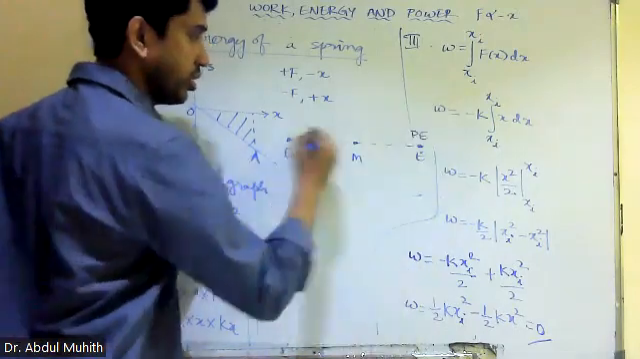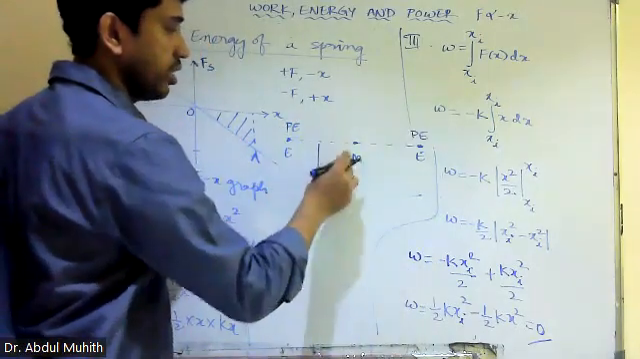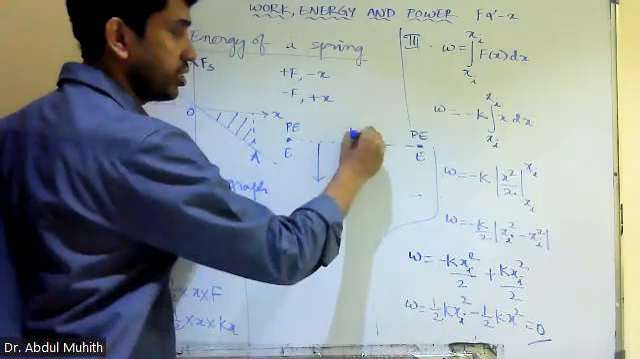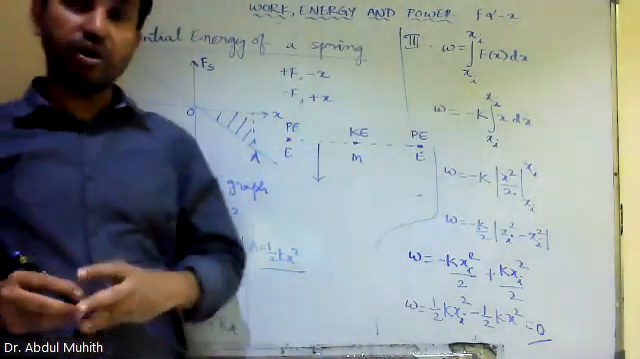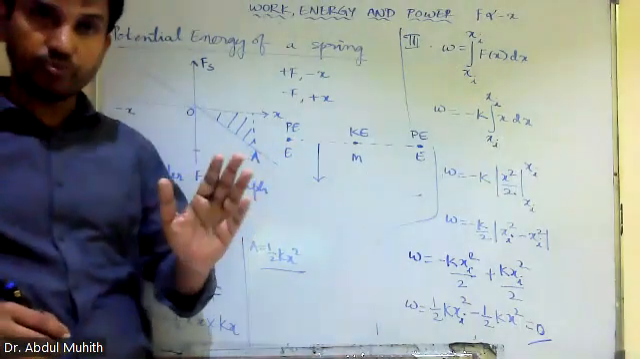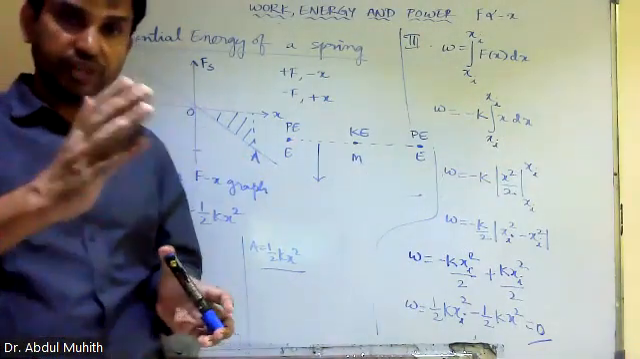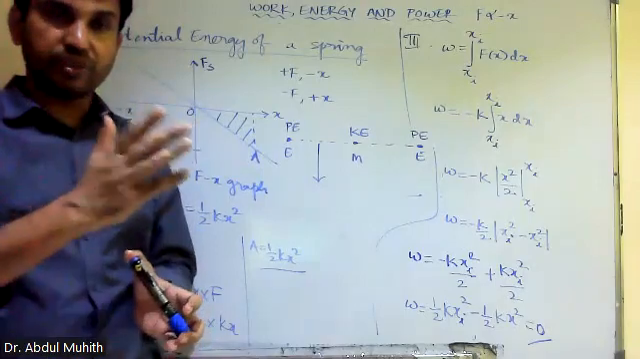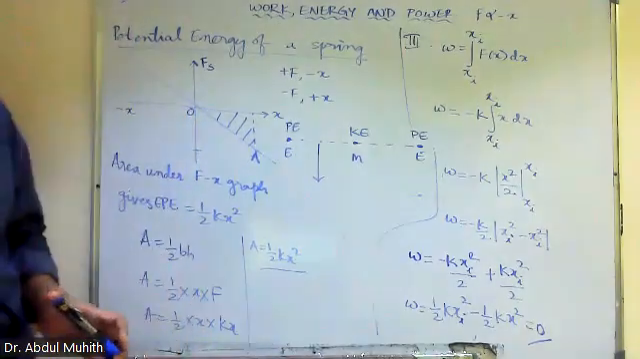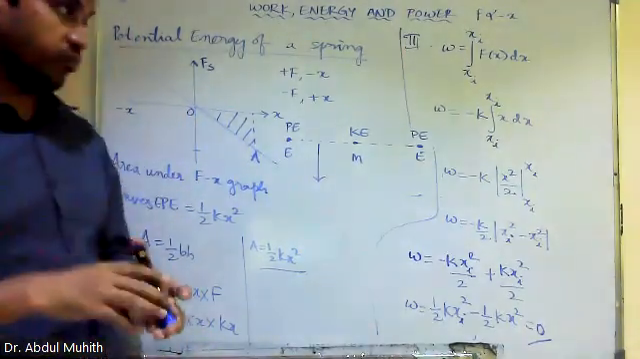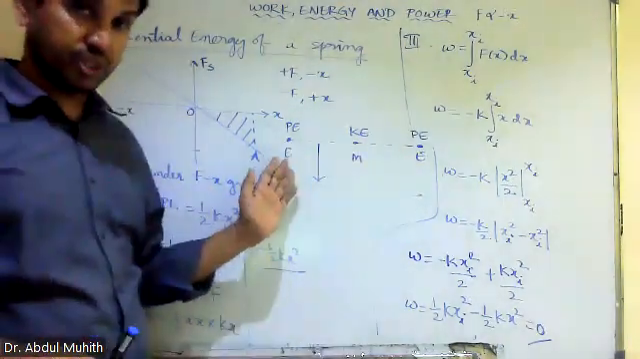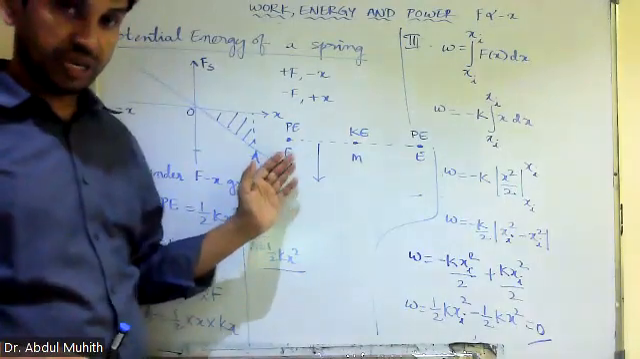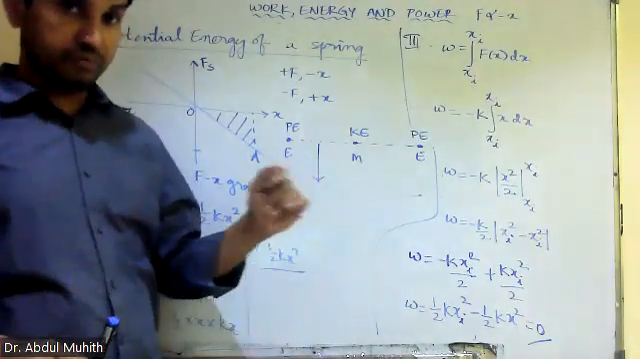There is only potential energy, elastic potential energy. At the mean position, there is only kinetic energy. Sir, you can ask me, at rest, how can there be kinetic energy? No. When the spring is moving back and forth, at the extreme positions you have potential energy, and at the mean position, you have kinetic energy.